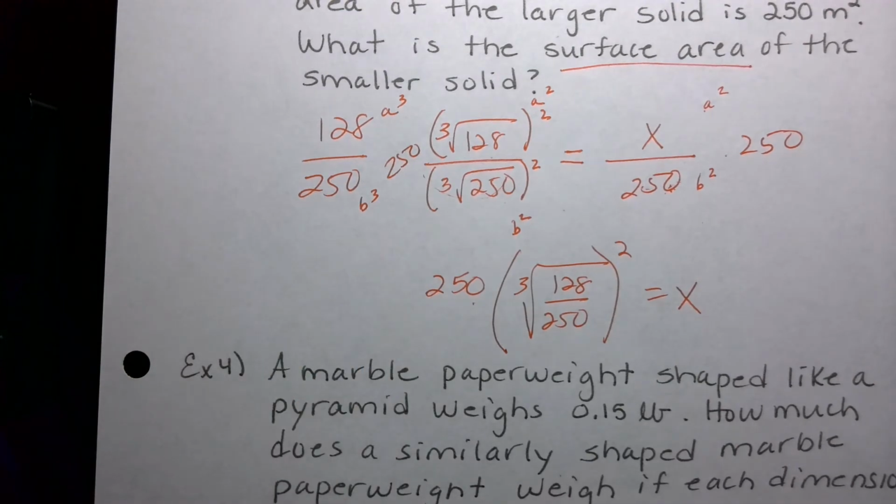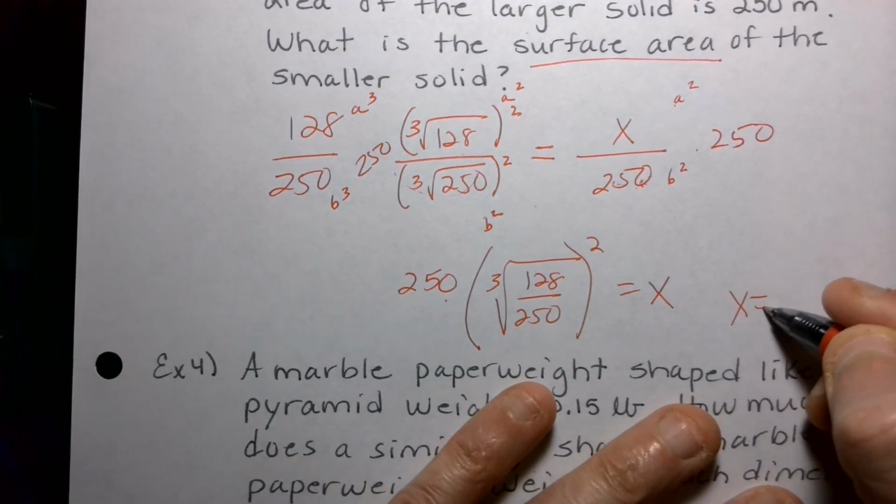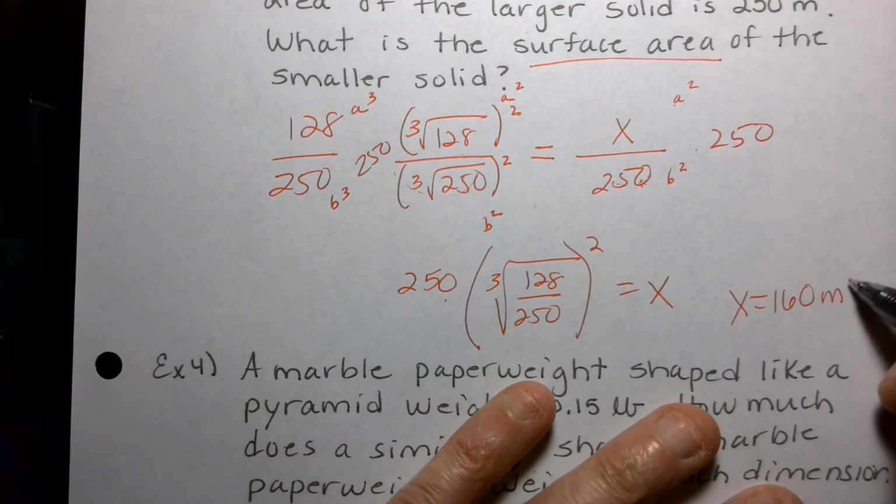So go ahead and try it with your calculator. Do 128 divided by 250. Do that cube root button we talked about earlier. When you do 128 divided by 250, make sure you push equals after. Then cube root it. Then square it. Then multiply it by 250. And it should come out to a nice 160.